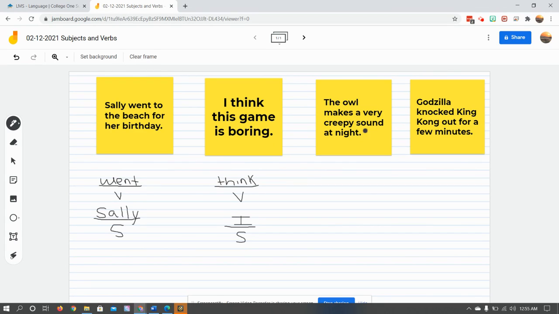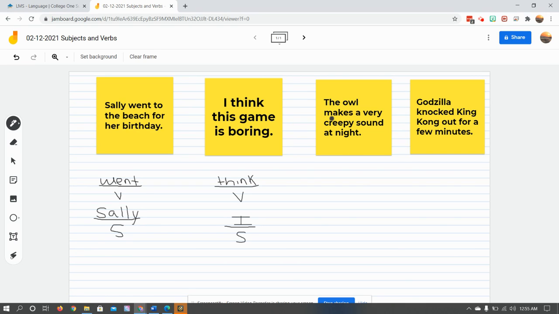Now let's do sentence number 3. The owl makes a very creepy sound at night. Okay, so let me find my verb. The owl makes a very creepy sound at night. Okay, so the owl is not a verb, right? It doesn't indicate action. A very creepy sound. No, it's just describing the sound. It's not giving me any action. At night. No, it's not giving me any action. It's telling me when the owl makes the creepy sound.